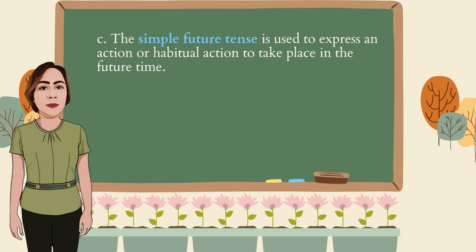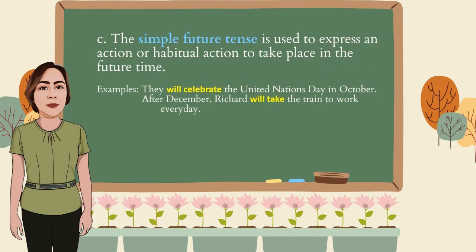Letter C is the simple future tense. The simple future tense is used to express an action or habitual action to take place in the future time. Examples: They will celebrate the United Nations Day in October. After December, Richard will take the train to work every day. Remember, use will plus base form of a verb.